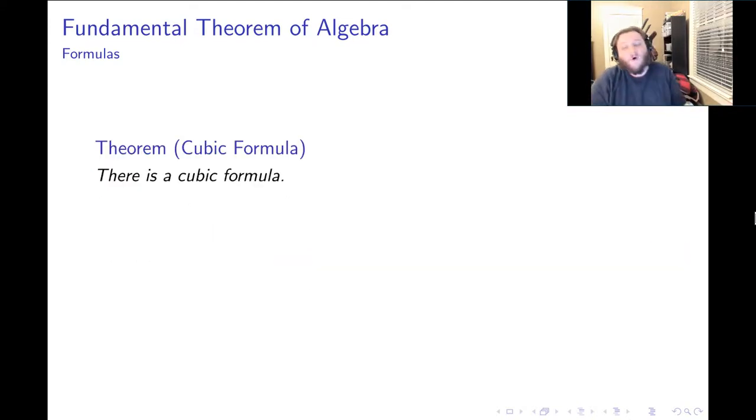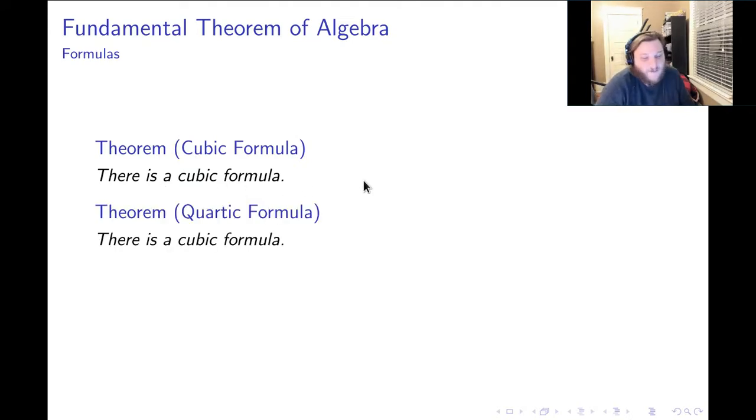Now, once one learns that there is a quadratic formula, it's quite natural to ask whether or not there are formulas for higher degree polynomials. And it turns out that this is very well understood. So there's a theorem that says for a degree 3 polynomial, there is a formula. So there is a cubic formula. And it also turns out that there is a quartic formula. So for any degree 4 polynomial, you can write down an explicit formula for the roots of that polynomial.